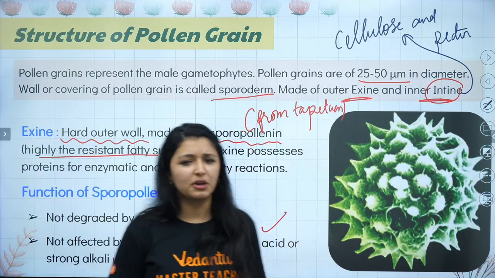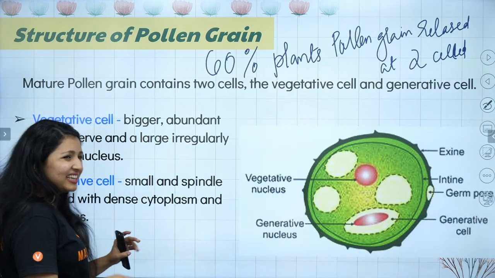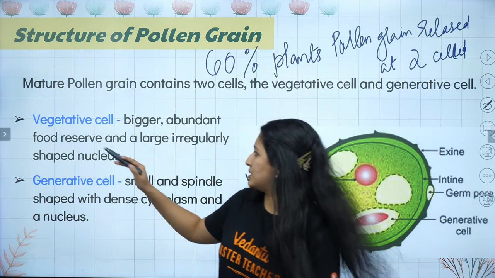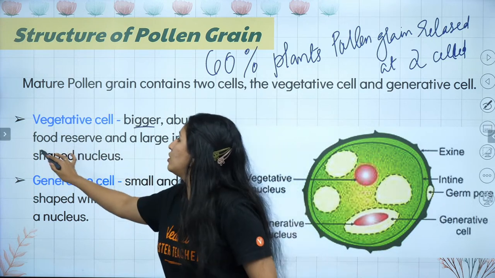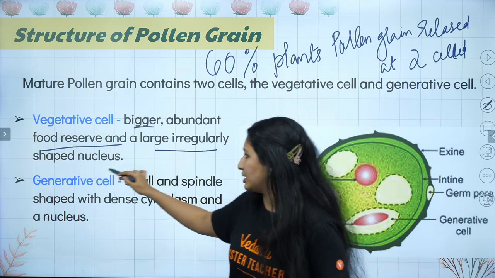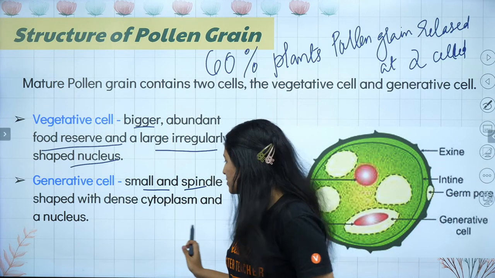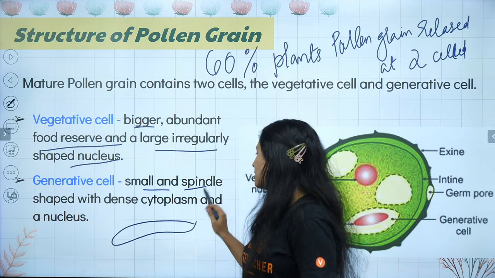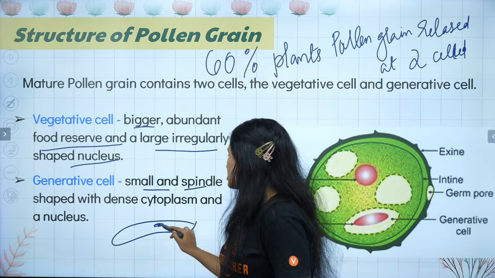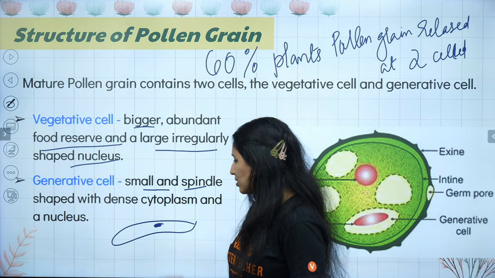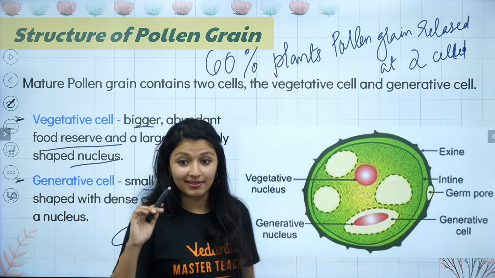They're like, I'm better than you. I'm better than you. It goes on. So we have the vegetative cell, bigger. It has food reserve and a large, irregularly shaped nucleus. The generative cell is small. The cell itself is spindle shaped, with dense cytoplasm and a nucleus. This will again divide later.